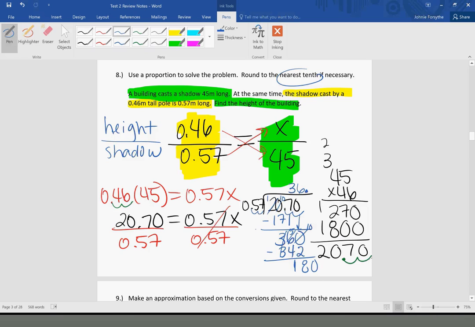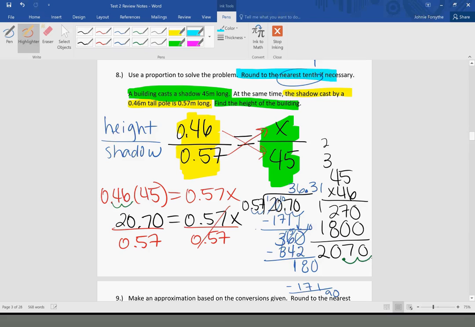So now 57 divides into 180. 1, 2, 3 times. 3 times 7 is 21. Carry the 2. 3 times 5 is 15, plus 2 is 17. Subtract, we've got 9. Bring down another 0. We need one more number. 57 goes into 90 one time. 1 times 57 is 57. And we could keep going on and on, but we got what we need to know, so we can know how to round this tenth place here.